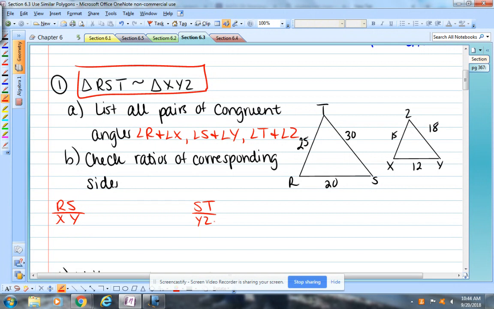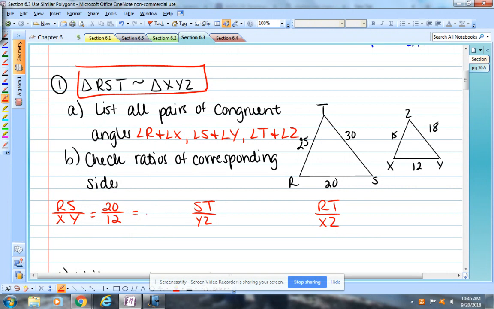YZ. And then RT is supposed to be corresponding to which one? XZ. So when it says to check the ratios, I listed all my pairs of corresponding sides. Every ratio should simplify to the same number. Okay? So what is the length of RS? 20 over what's the length of XY? 12. And let's reduce that fraction.